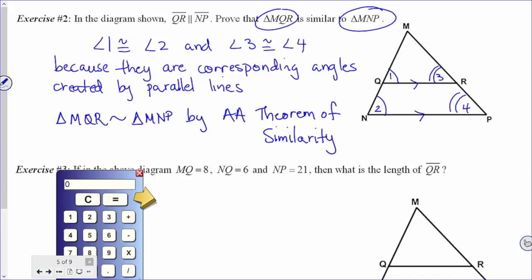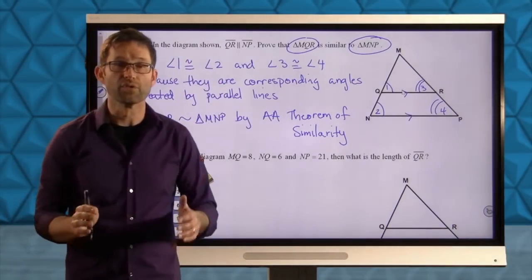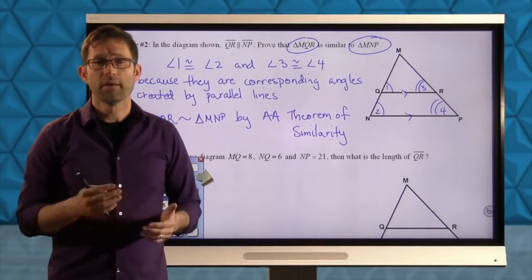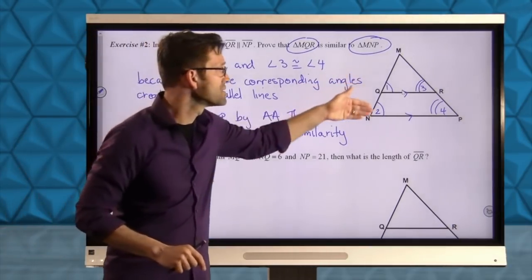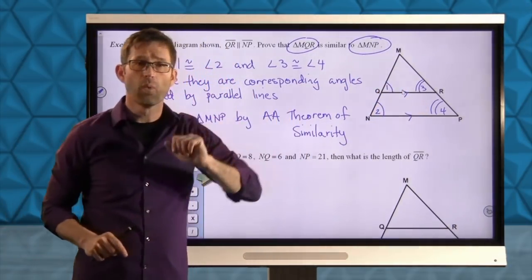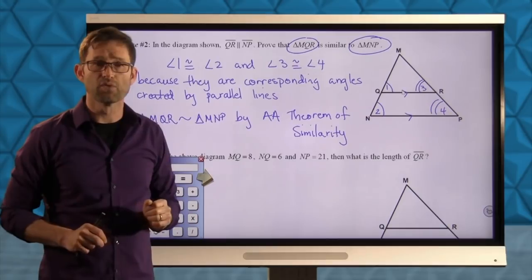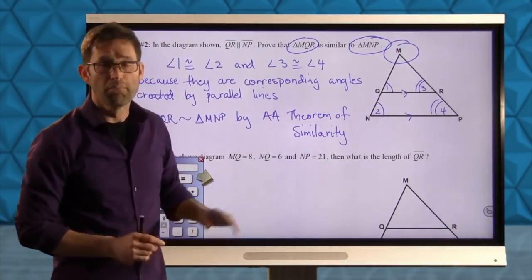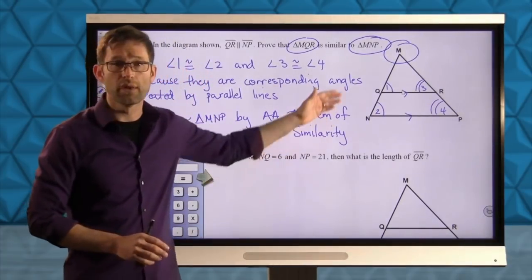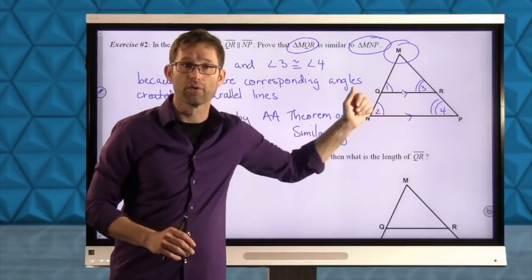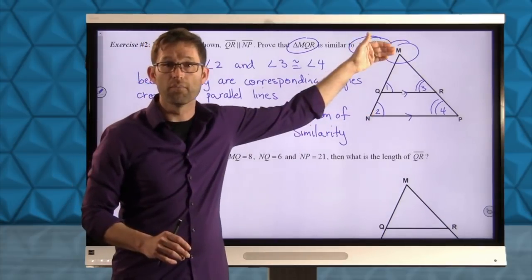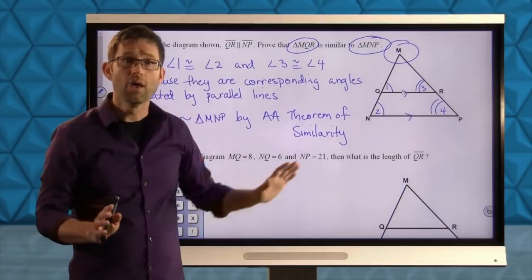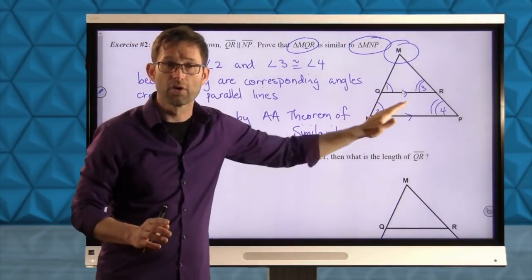All right? I just want to keep track of the difference between similarity criteria and congruence criteria. Now, you wouldn't have to use these two and these two. There's actually one other angle that we also know is the same between the two triangles, and that's the shared angle M. All right? But I need to have two pairs. So either 1 congruent to 2 and 3 congruent to 4, or 1 congruent to 2 and maybe M congruent to M by the reflexive property. All right. So that smaller triangle is similar to that larger one.